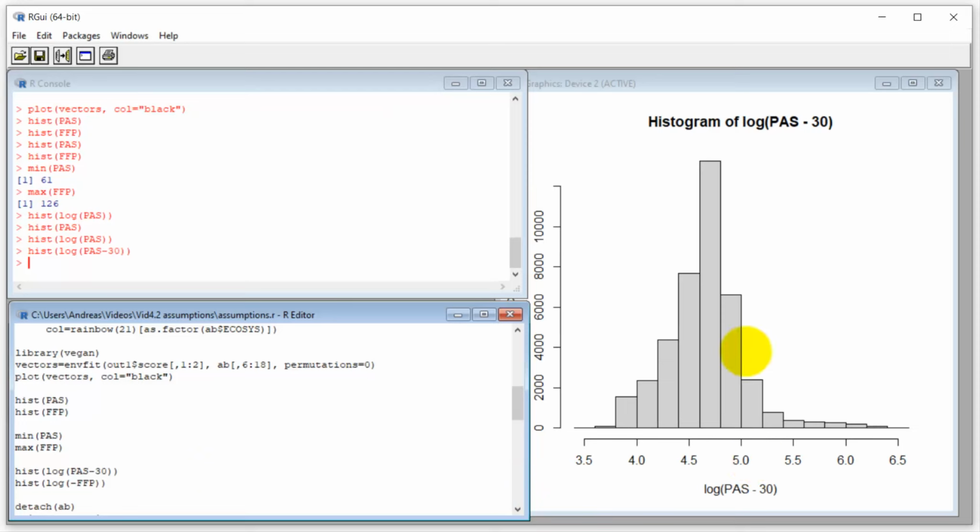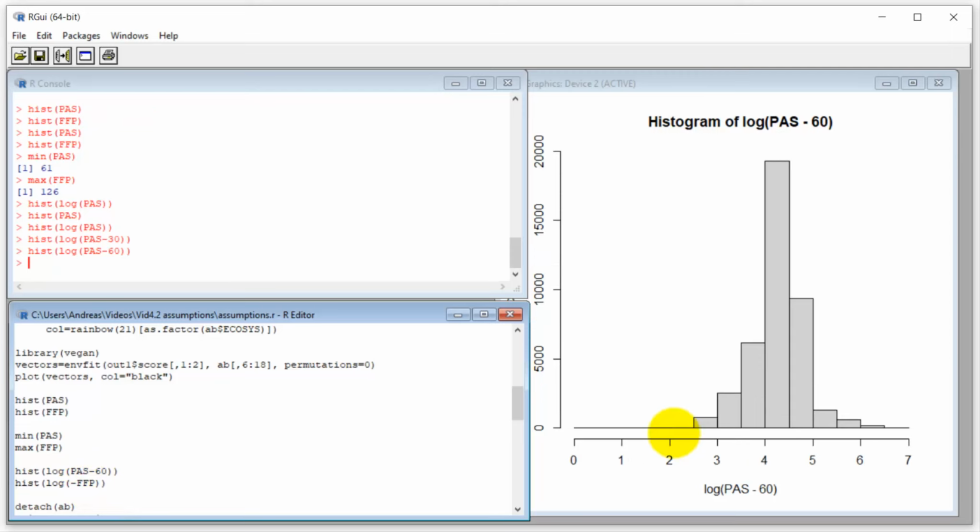So that's a little bit better, but I still have that long tail. So let's go for the maximum. If I want all values to be larger than 1, I can only subtract 60. So let's see how that looks. Well, that's actually pretty close. So I think that does the job. Otherwise, we would have to go to a stronger transformation like an inverse. But I'm quite satisfied with that.